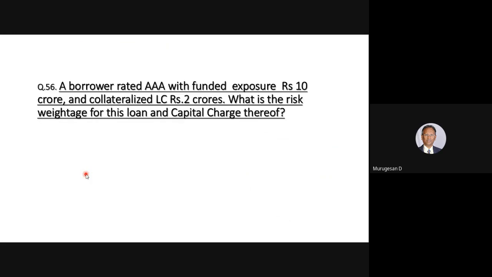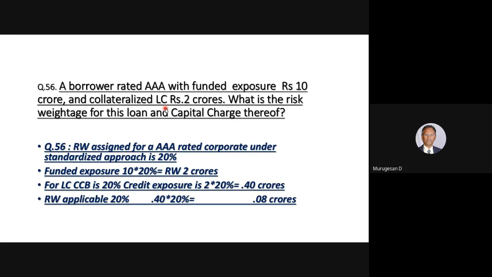See 55, 56, a simple question. A borrower rated AAA with funded exposure 10 crore, collateral LC, this we have discussed. First they will ask what the risk weightage is, then the capital charge. You have to calculate funded exposure separately, and LC in two steps. Funded exposure is one step, collateral LC is two steps. Finally you apply the rate, and here the borrower is rated AAA. AAA means 20% in the standardized approach. So 0.8 crore is the capital needed, or 8 lakhs. 0.08 crore is nothing but 8 lakhs.